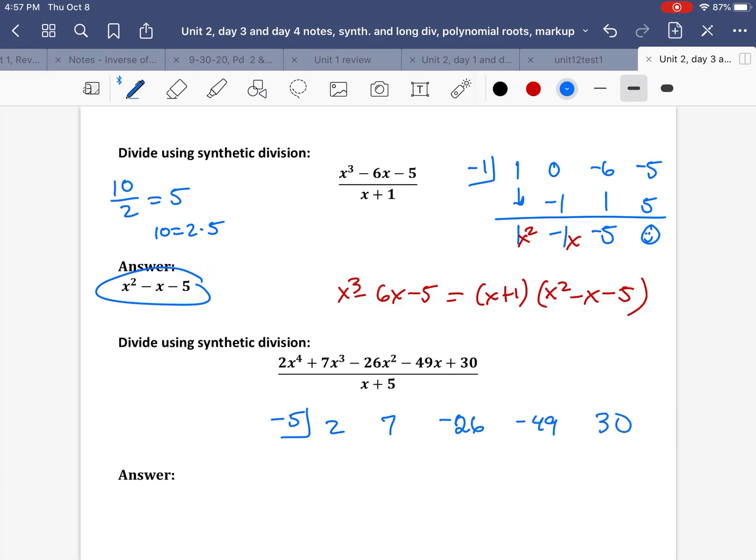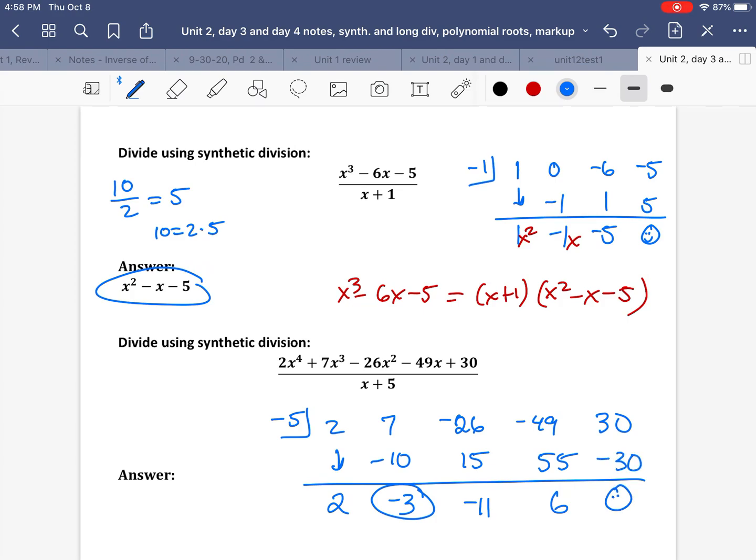All right, leave a little space, draw a line. Okay, so bring down my 2, and I want you to tell me the next answer right here. I want to know what goes right there. All right, so if you watched, 2 times negative 5 is negative 10, so what goes right there is a negative 3. I hope you got that. Then keep going. Negative 3 times negative 5 is 15. Remember, I add, so negative 26 plus 15 is negative 11. Multiply again, get 55. Add those up, get 6. 6 times negative 5 is negative 30.